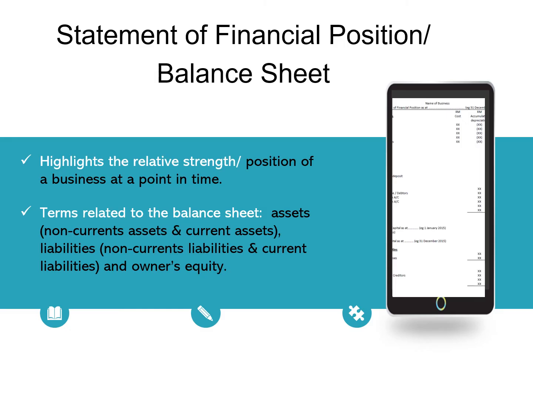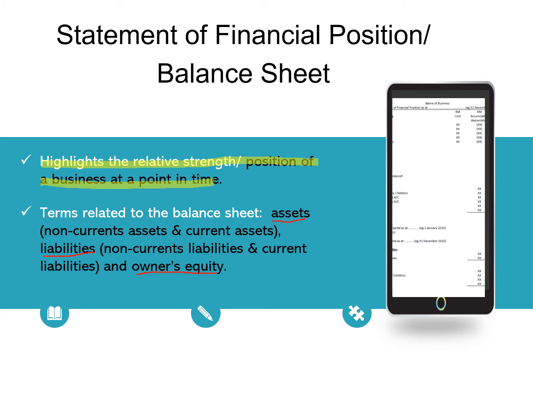Another component of the financial statements of a business is the statement of financial position. Basically, the purpose of preparing the statement of financial position is to highlight the relative strength or position of a business at a point in time. In detail, the purpose is to show the financial position of the business in terms of its assets, liabilities, and capital or owner's equity at a certain date.